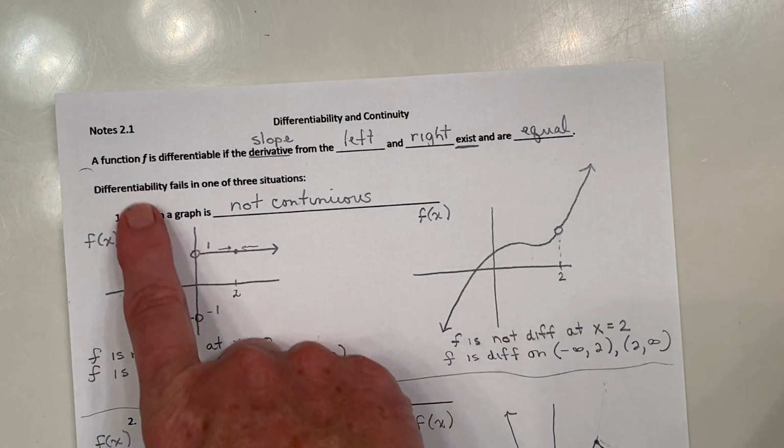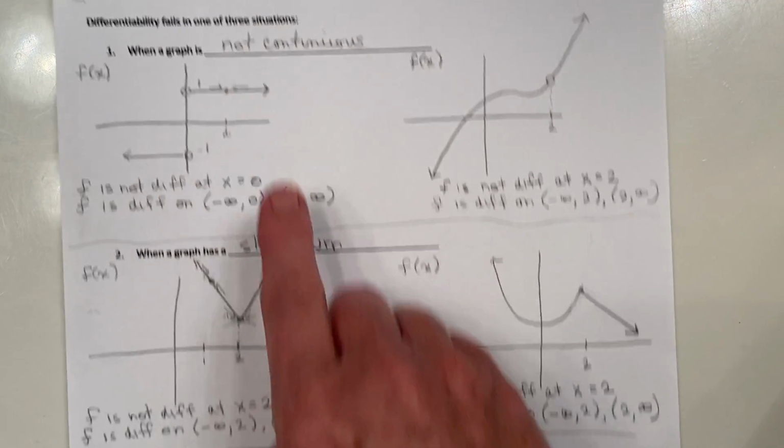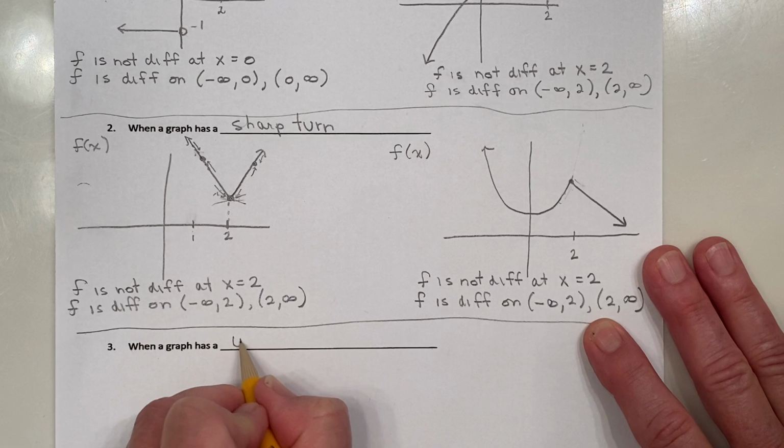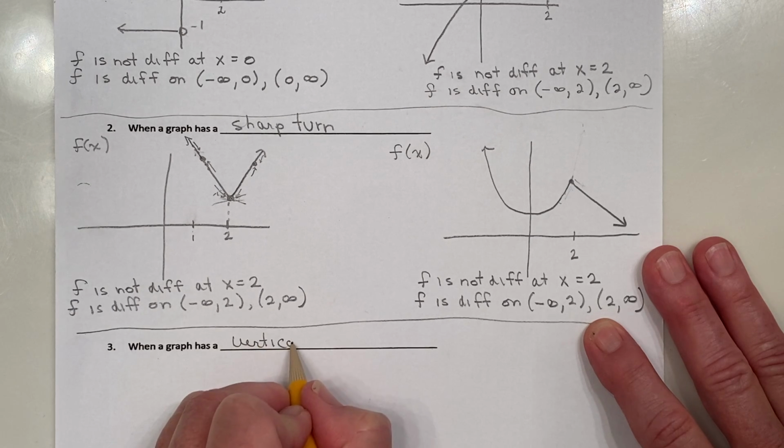All right, so far a graph fails to be differentiable when it's not continuous and when it has a sharp turn. The third time is when a graph has a vertical tangent.